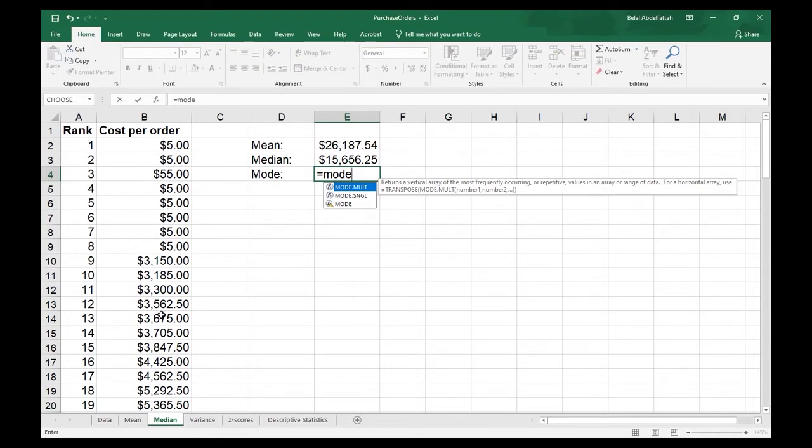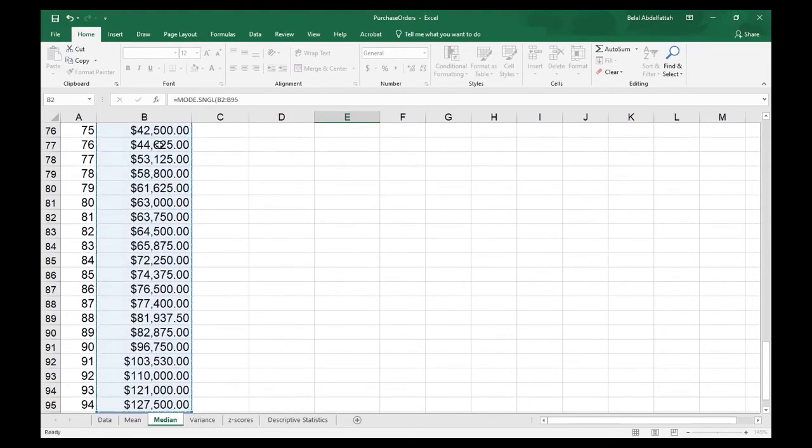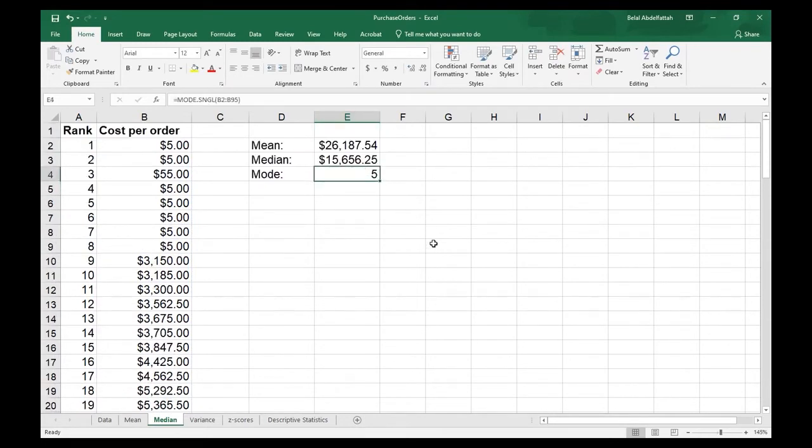And really, you just have to assess the data, and if you feel like there's going to be multiple modes, then you would want to select this one. But it's a little bit of a process in comparison to the dot single. So if I were just to choose that dot single and select this data that I have here, it will shoot out and let me know what is the value that is shown the most in this data set, which is the value number 5.